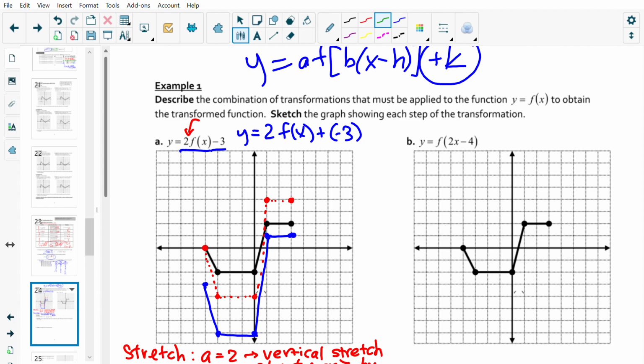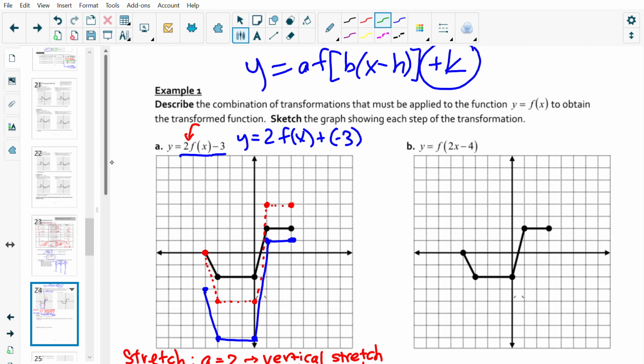Letter B. Y equals f of 2x minus 4. So do I have it in this form? I don't, because look at this. Look what's going on in the brackets. I need to rewrite this as this. Y equals f of, I'm going to factor out a 2, and I have x minus 2. Now, am I in the proper form? You betcha. I can read my b value. I can read my h value. Okay?